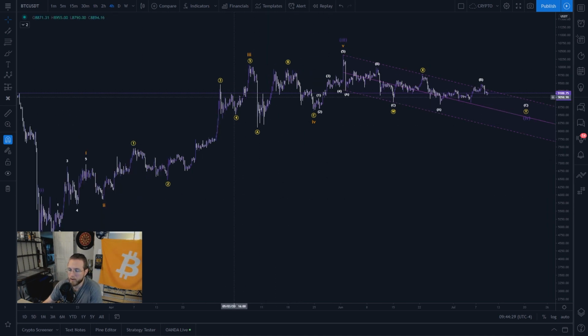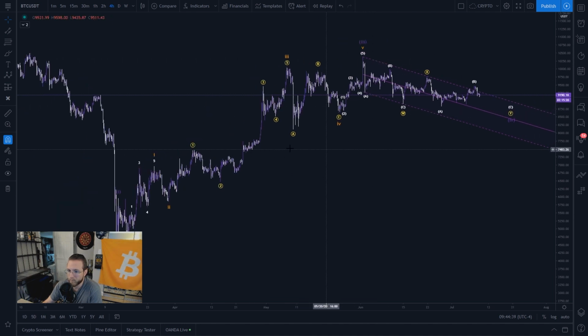So anyway, then we start getting up here, right? This was a flat correction. I've got this as a flat correction for a 4. We've got a minuscule count into our 5. So because this third wave was so extended, that's why this 5th wave ended here.